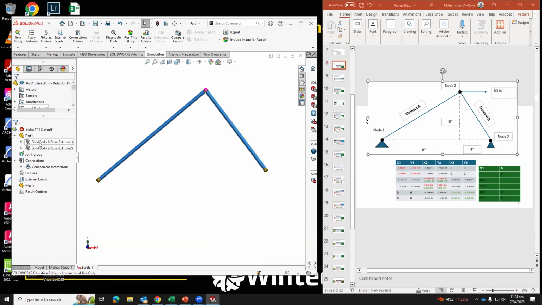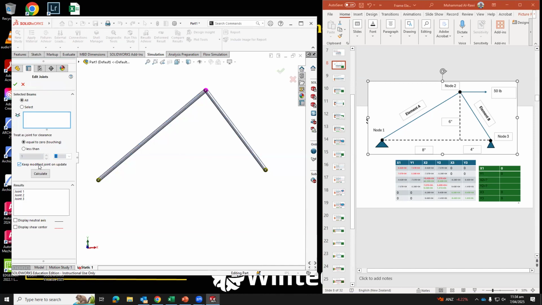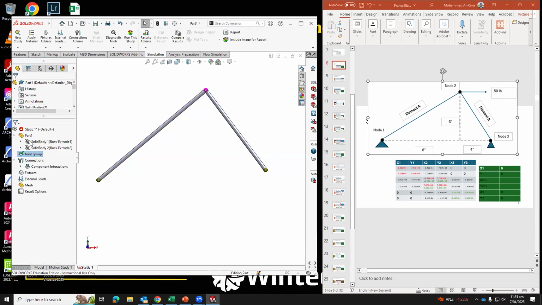Okay. Now, after we did that, we could right-click on joint groups, edit. We tell it, can you calculate how many joints we have? Yes, we have 1, 2, 3, similar to what we had in the question. You remember the knots, the joints. So 2 elements, element A and element B, connected between those 3 joints.